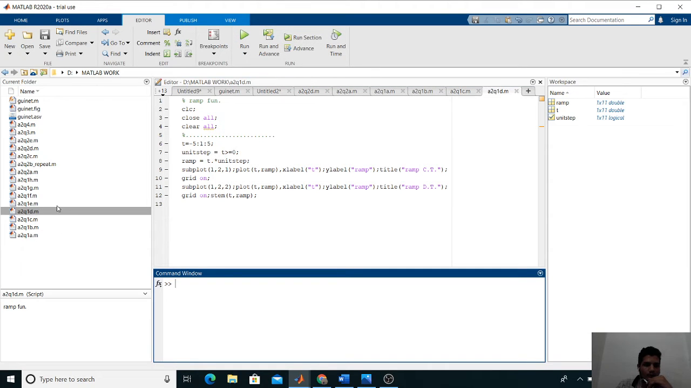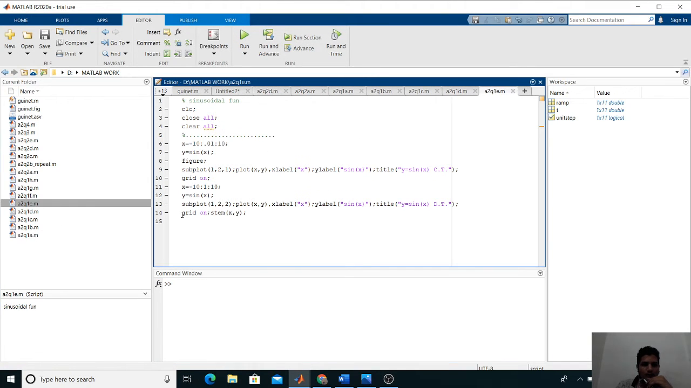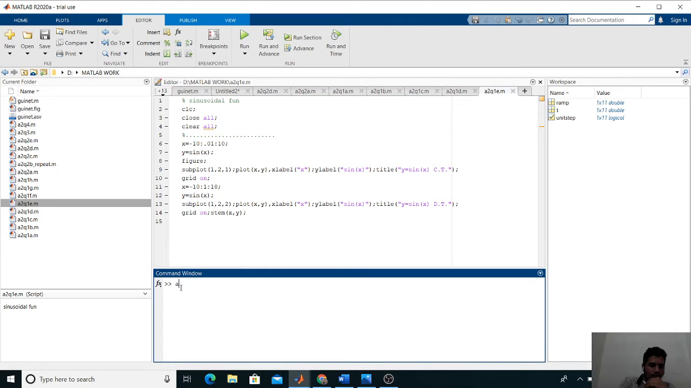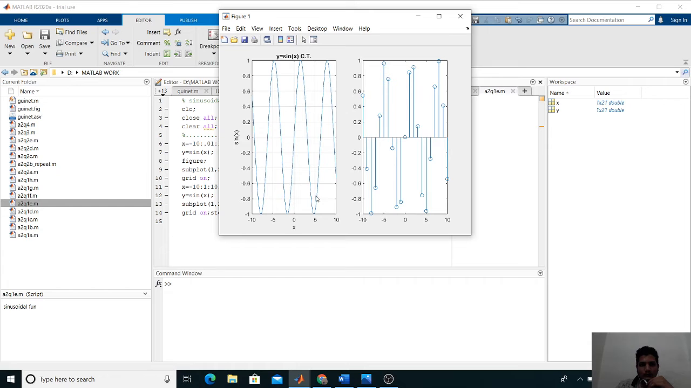The next one is the sinusoidal function. I have used the sinusoid as sin x and simply plotted it. We have already done this in an earlier video. So let's run it, Q1 D. Okay, so it will look like this, as you can see on the screen.